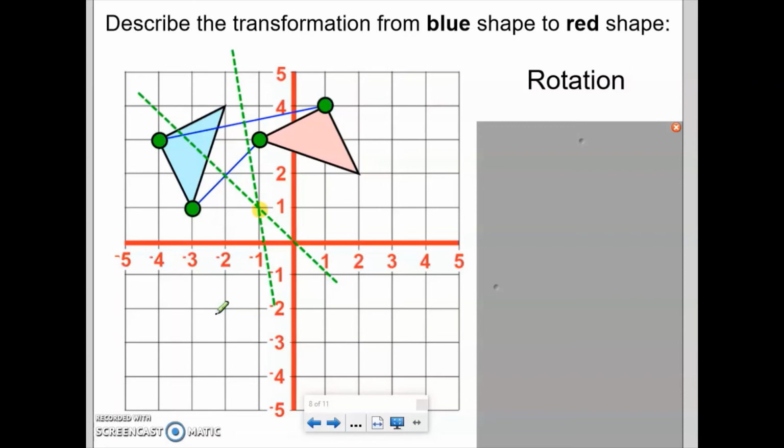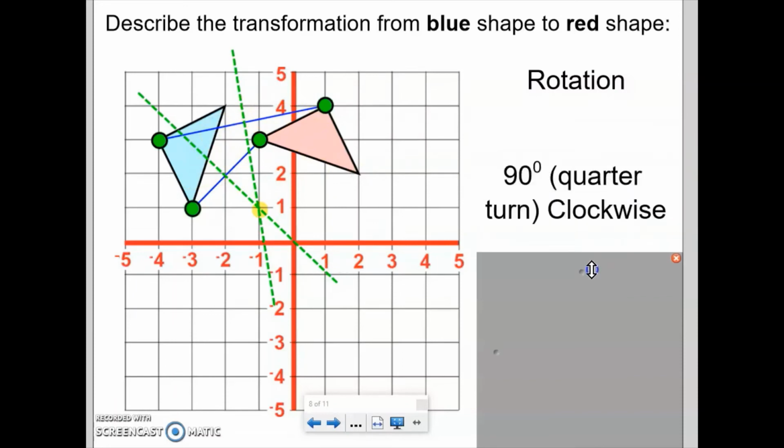So now it's a bit easier to say that I'm dealing with a 90-degree rotation in the clockwise direction. To get from this point to this point, or from this point to this point, we're rotating 90 degrees in the clockwise direction. Remember, we could also state that it was an anti-clockwise rotation of 270 degrees, but this would be a more appropriate answer.